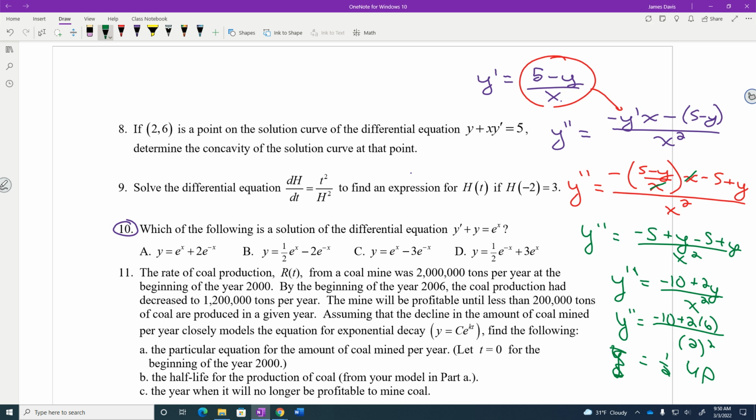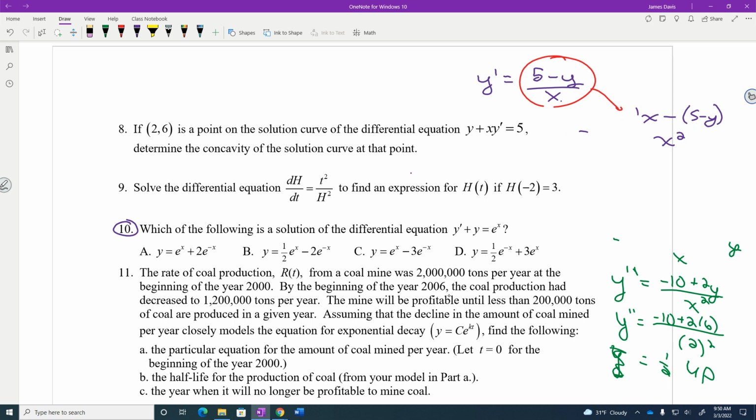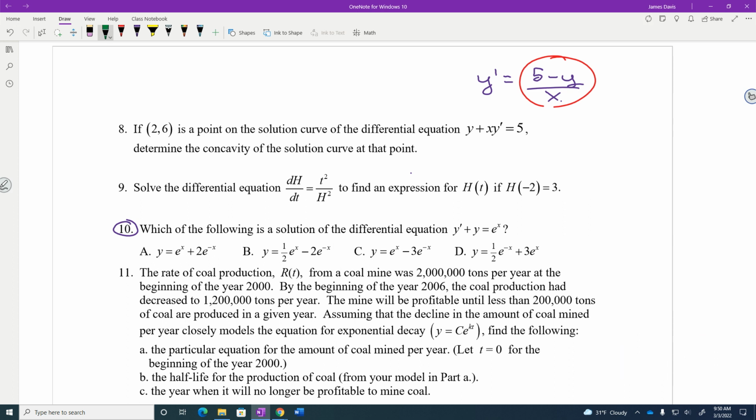Alright, let's do number 9 here. Solve this differential equation for h of t if h of negative 2 equals 3. So we have just a separable differential equation, where we use separation of variables, just with different letters, but it works the same. Instead of y's and x's, we just have h's and t's. So we want to get the h's on the left and t's on the right. So let's get h squared dh and t squared dt. Multiply the dt over, multiply the h squared.